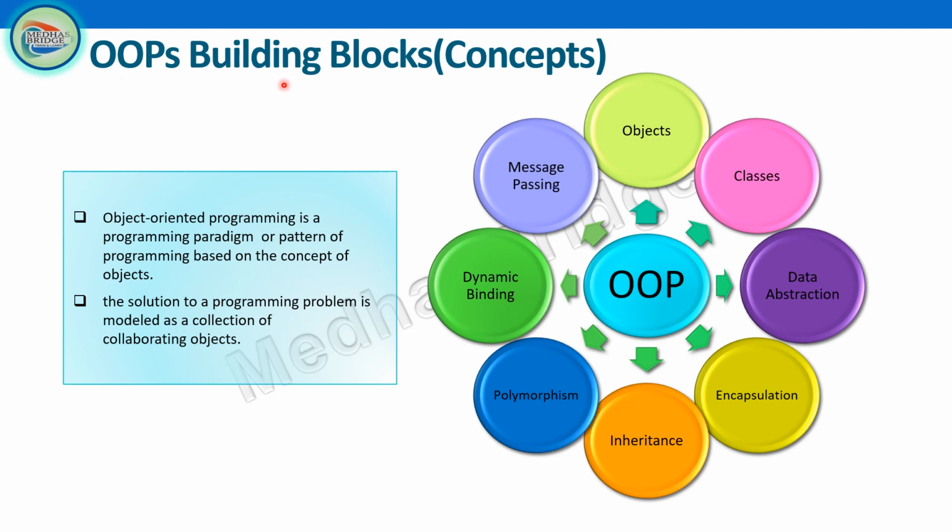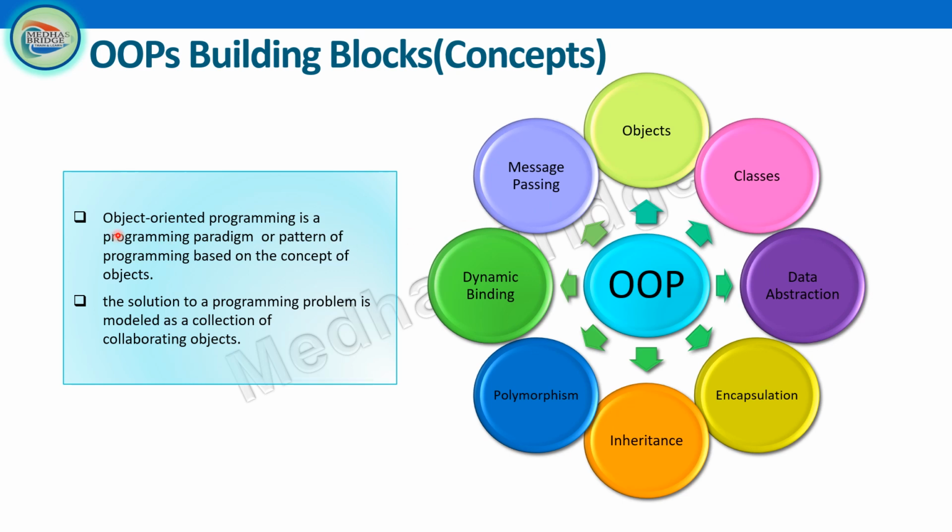OOPS concepts. In OOPS, we have objects, classes, data abstraction, encapsulation, inheritance, polymorphism, dynamic binding, message passing. In today's session, we will learn objects and classes, and the difference between objects and classes.